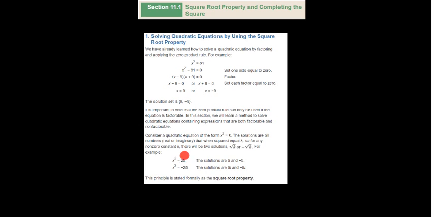For example, we have x squared is equal to 25. If we take the square root of both sides, we end up with 5i and negative 5i. This principle is stated formally as the square root property.